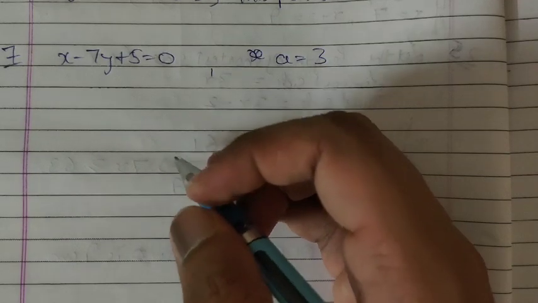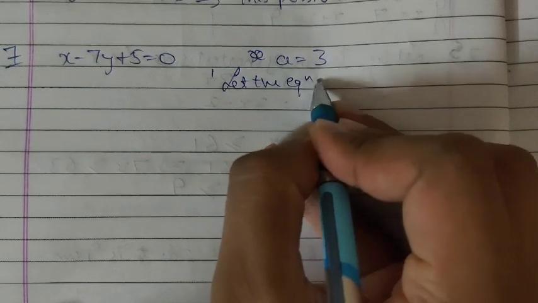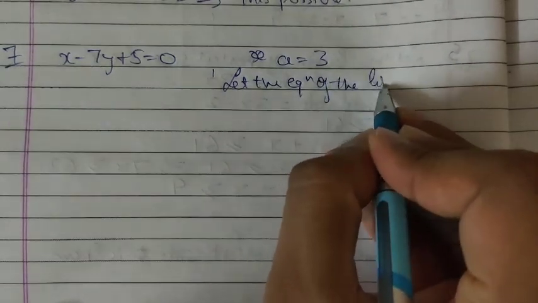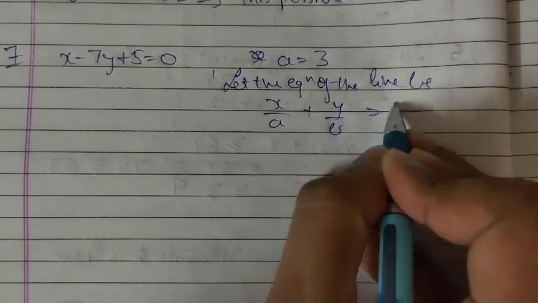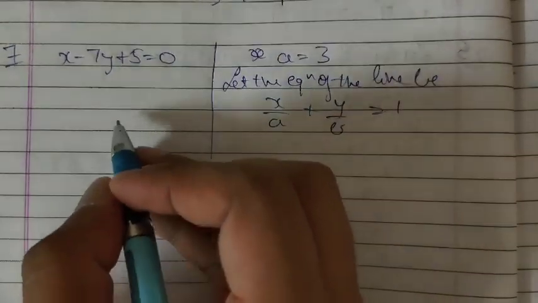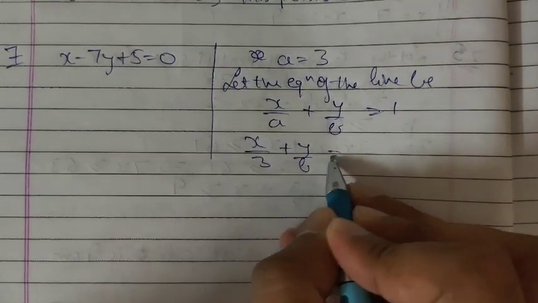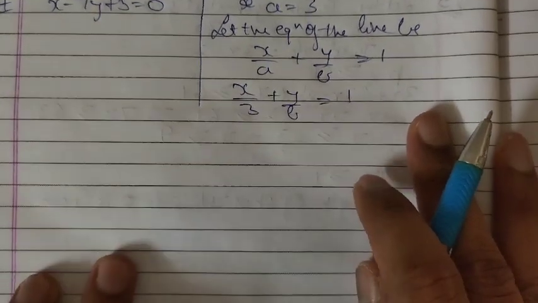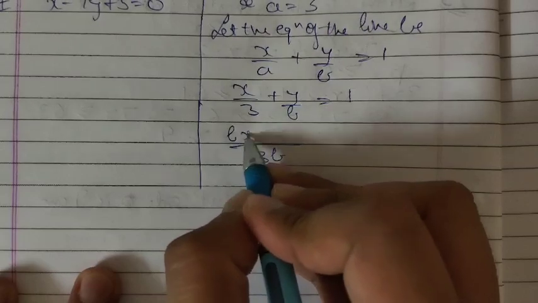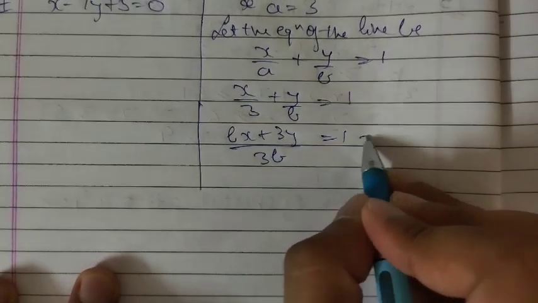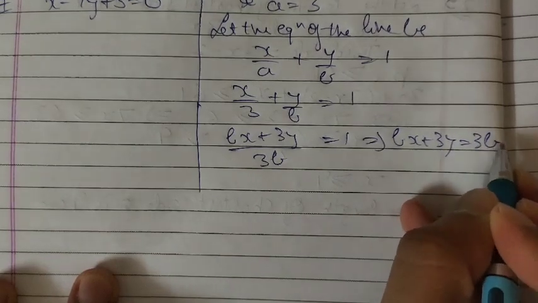Let the equation of the line be x upon a plus y upon b is equal to 1, the intercept form. So x upon 3 plus y upon b is equal to 1. Taking LCM, bx plus 3y is equal to 3b.